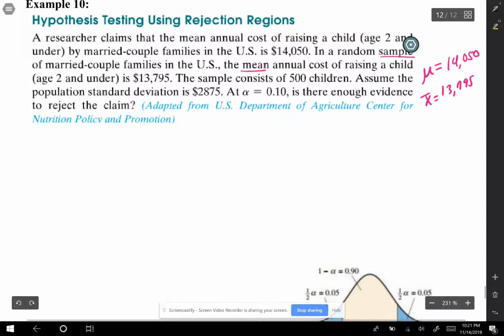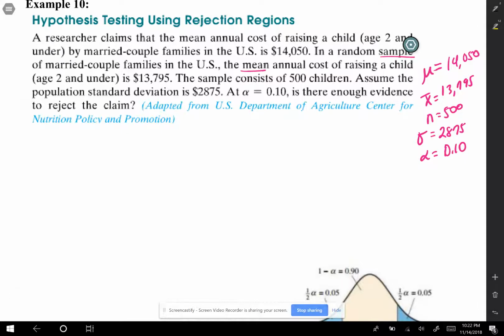And the sample consists of 500 children. So n equals 500. Population standard deviation is 2875. Level of significance is 0.10. Because it says that the mean equals 14,050, our rejection region would be not equal to. If it's equal to, it's right there in the middle, and not equal to would be anything on either side of it. So because of that, this is going to be a two-tailed test.